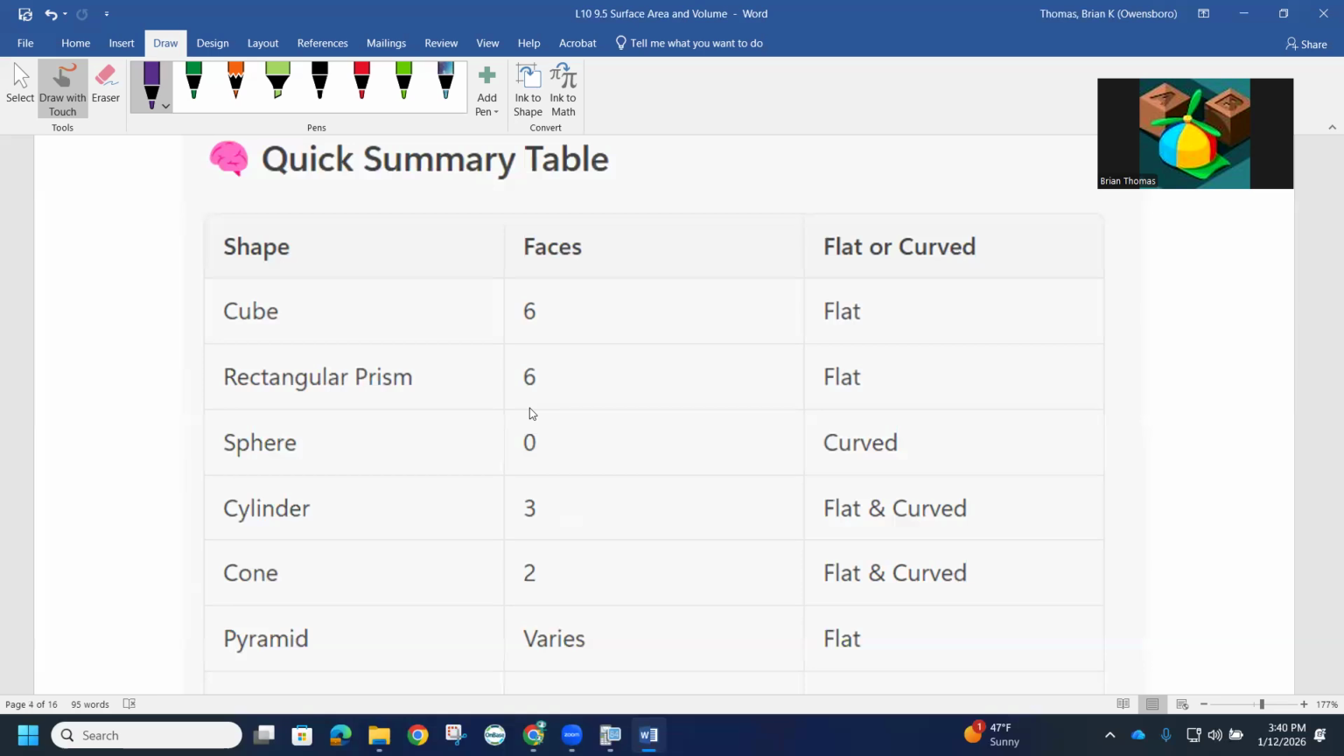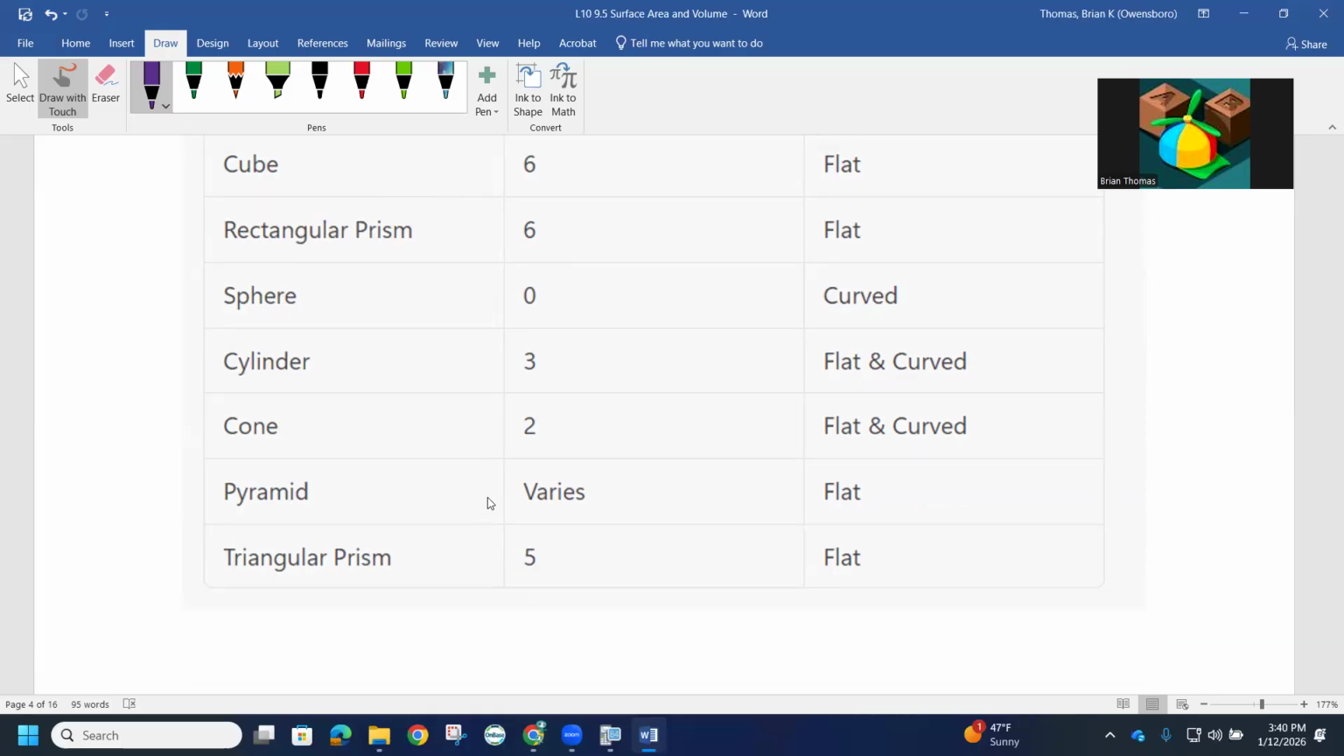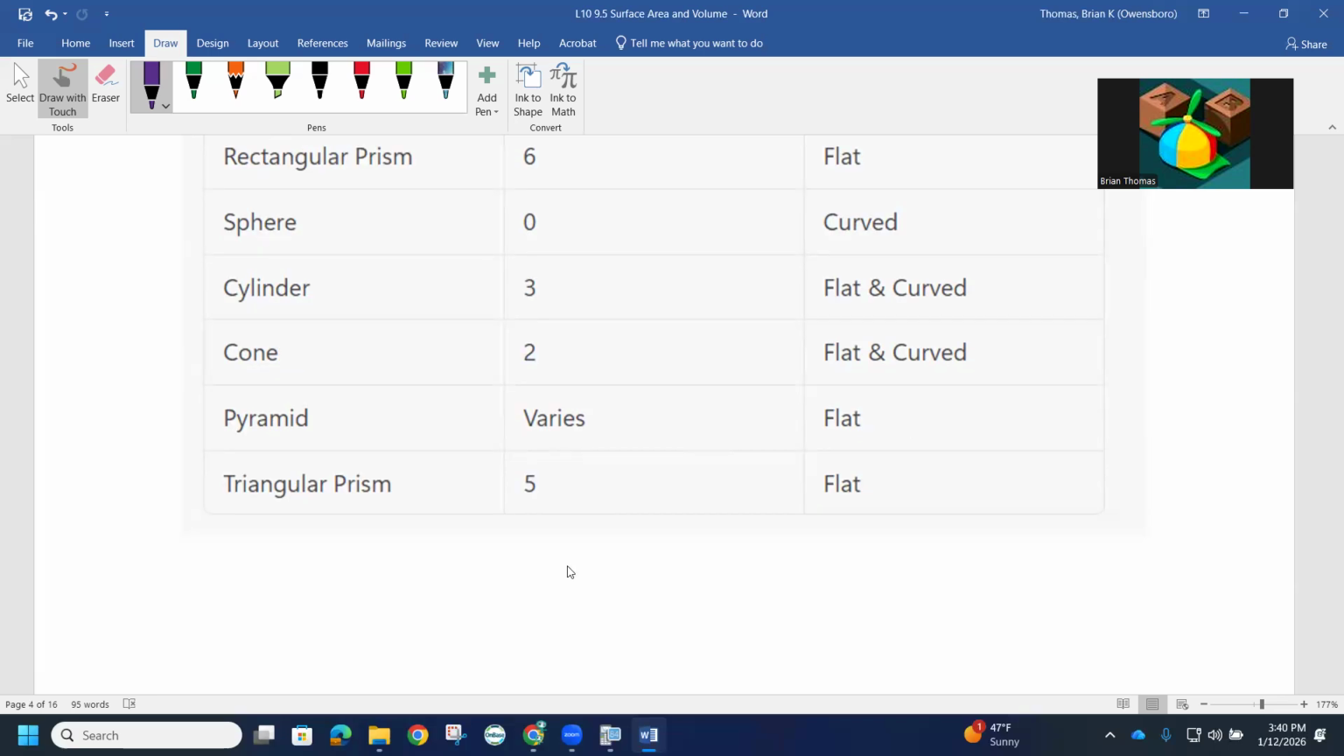What we're going to be dealing with as we move forward is the cube. It's got six faces. A rectangular prism has six faces. A sphere has no faces. A cylinder has a bottom and a top, and then a wraparound curved side face. A cone has a bottom and then this wrapped piece, so two faces. A pyramid can vary based on the base of the pyramid. A triangular prism is going to have five faces, like a tent.